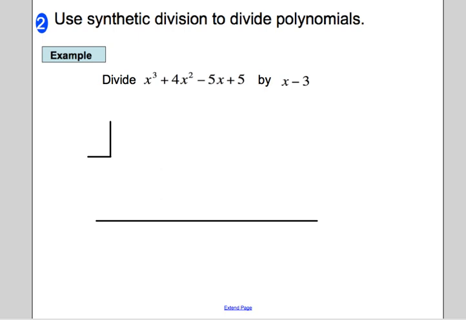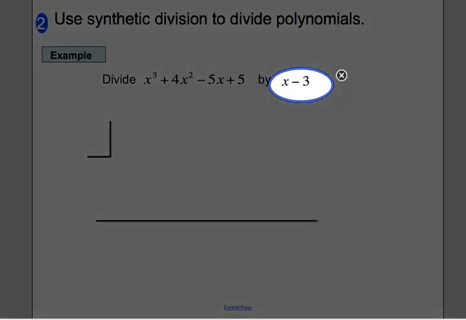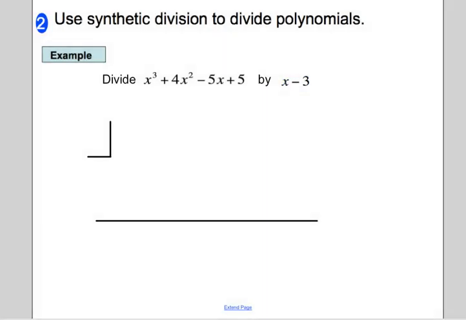Before we go through the example, one thing we have to know is that if we want to do synthetic division, notice in this case we're dividing by x minus 3. The degree of what we're dividing by has to be 1. So it has to be x plus or minus something. It can't be an x squared or an x cubed or anything else. If it is, then we can't use this method of synthetic division. We'd have to use long division, and we're just not going to talk about long division right now in this class. So here we go with synthetic division.